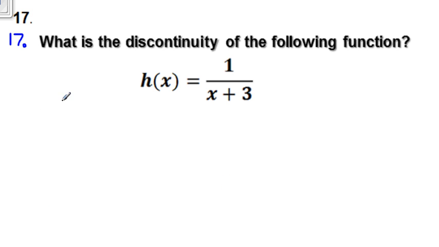We go on to problem 17. What is the discontinuity of the following function? I had a lot of different ways of answering, and a lot of you got it right. Some of you just put down -3. Well, -3 is, I guess, an answer, but you really want to have it in set notation or some other kind of notation. You could say x cannot equal -3, meaning that's a discontinuity, an undefined point.